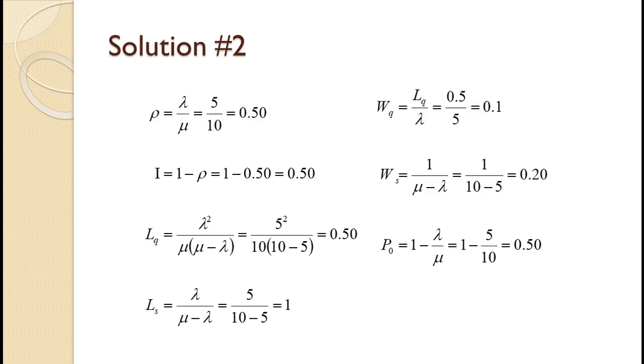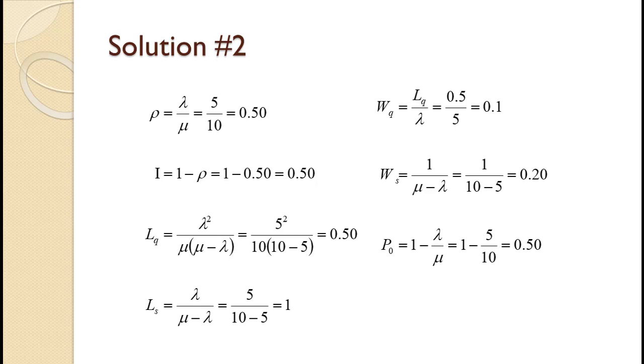The 6-minute service time means that 10 cars can be serviced per hour. That is mu. System utilization is 50%, yielding a percentage idle of 50%. Average number of customers waiting is 0.50 and the average number of customers in the system is 1. The average queue wait is 0.1 hour or 6 minutes. The average time in the system is 0.20 hour or 12 minutes.